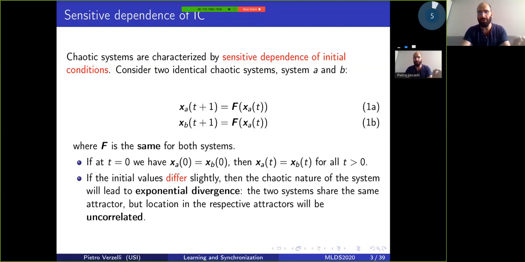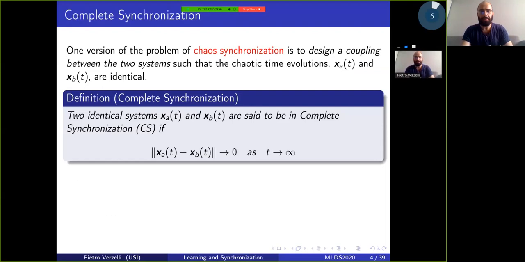But if the values differ slightly, even by a small amount, then the chaotic nature of the system will lead to exponential divergence, because that's the property of chaos: two trajectories which start nearby will diverge. And even if the systems share the same attractor, because again their update function is the same, the locations in time on that attractor will be uncorrelated. And so the problem of synchronization can be stated in the complete synchronization framework, which holds only for identical or almost identical systems.